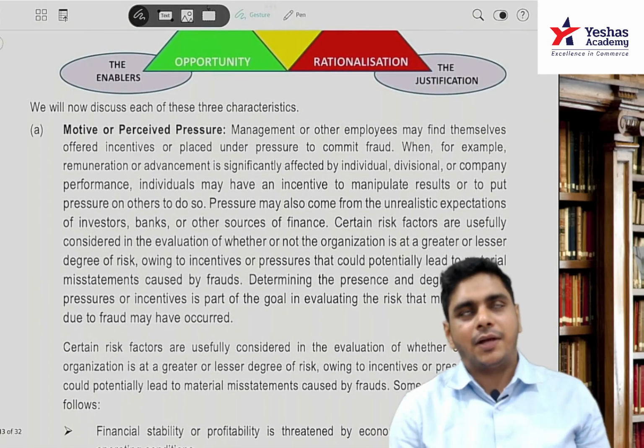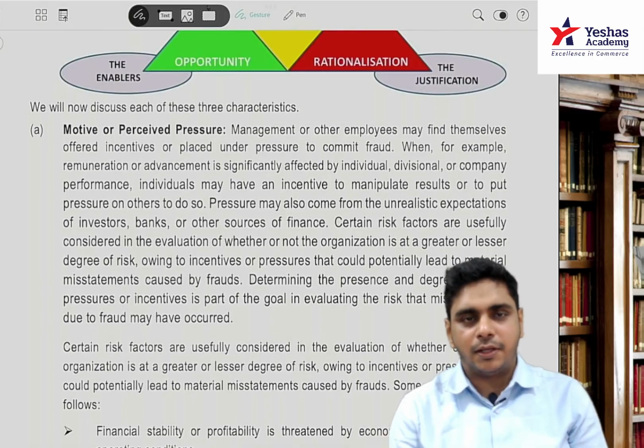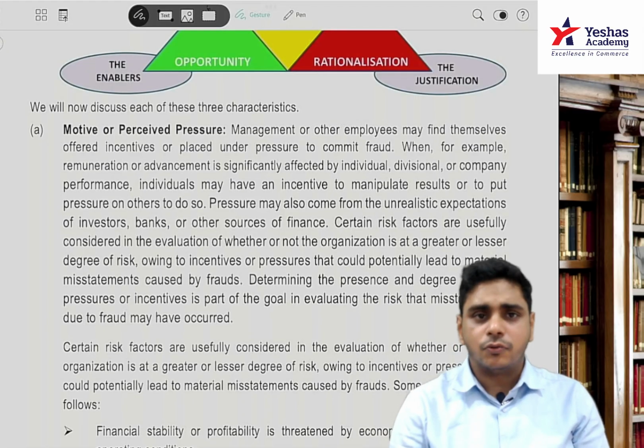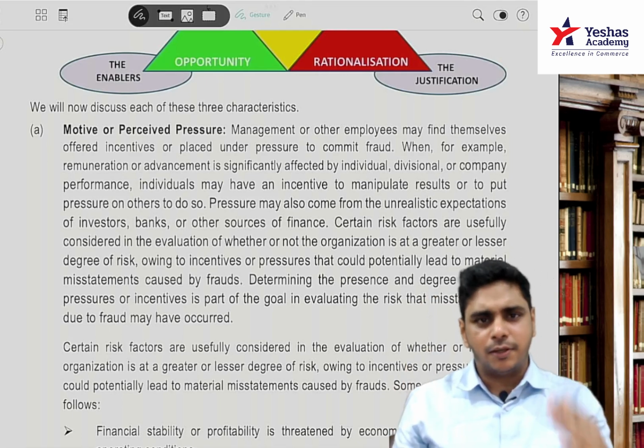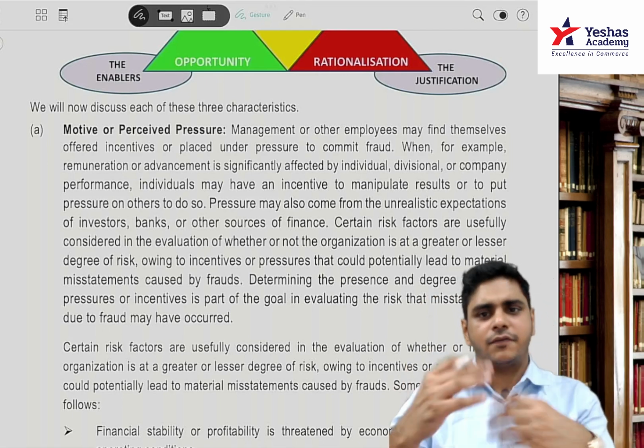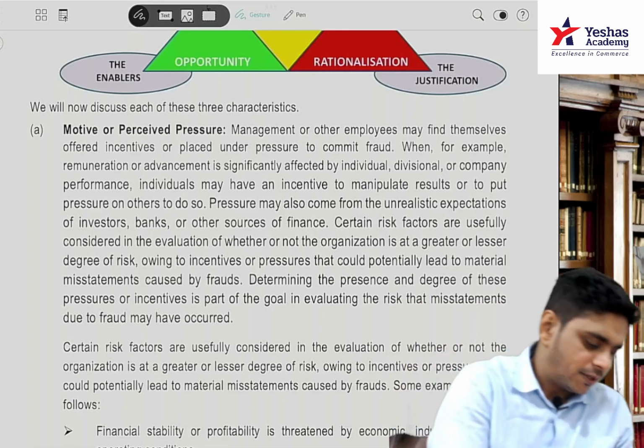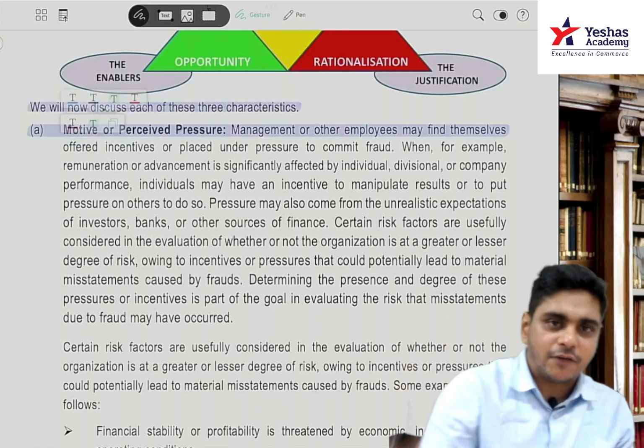When we do SA 240 in audit, you will be doing it with me in case you have not started audit with me. In audit, there is a standard called SA 240. There they have given these reasons. It is the same thing only. There they have given it in pointer form, here they have given it in descriptive form. It is basically motive or perceived pressure.